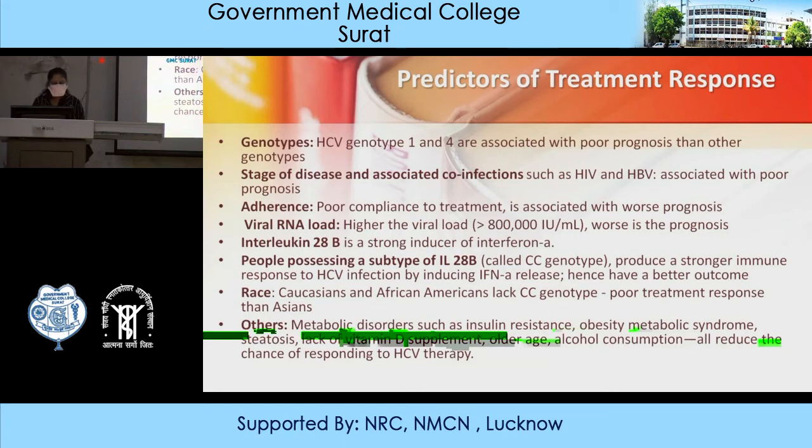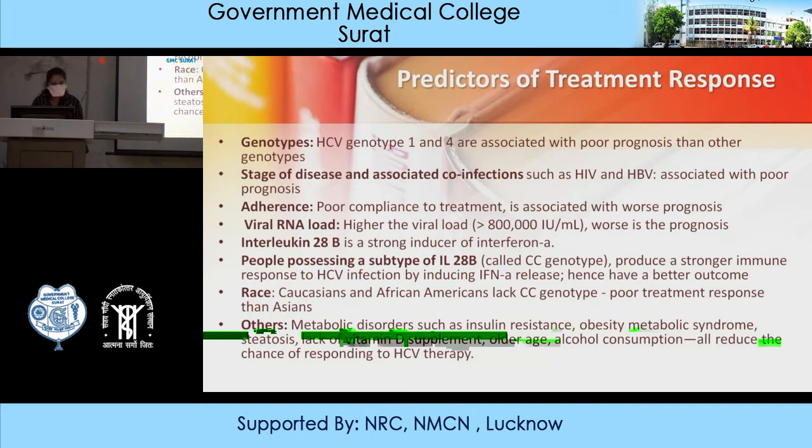Interleukin 28B is a strong inducer of interferon alpha. People possessing a subtype of interleukin 28B produce a stronger immune response to HCV infection. Hence, there is a better outcome. Race: Caucasians and African Americans lack the CC genotype, so have poor treatment response compared to Asians.